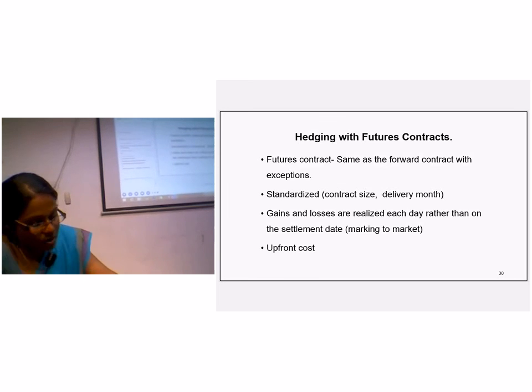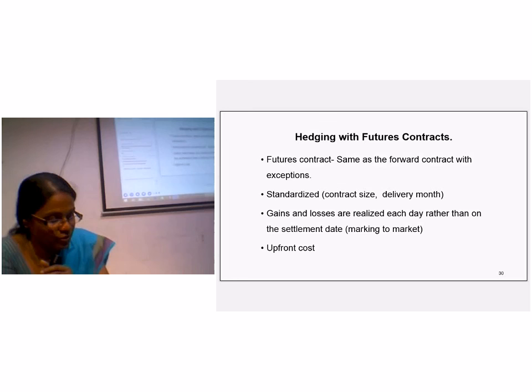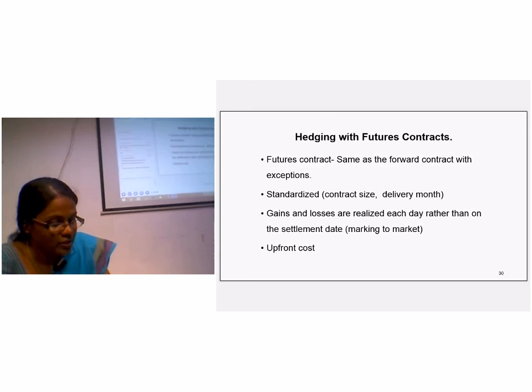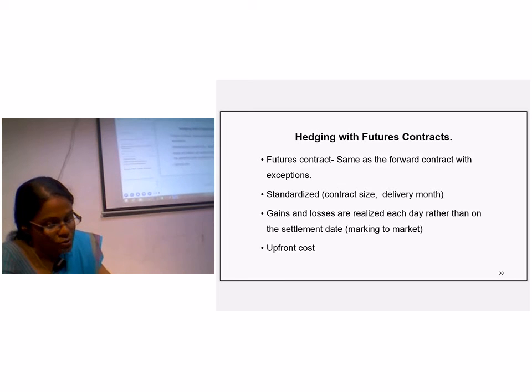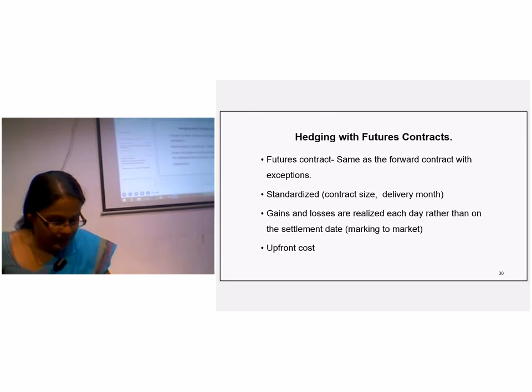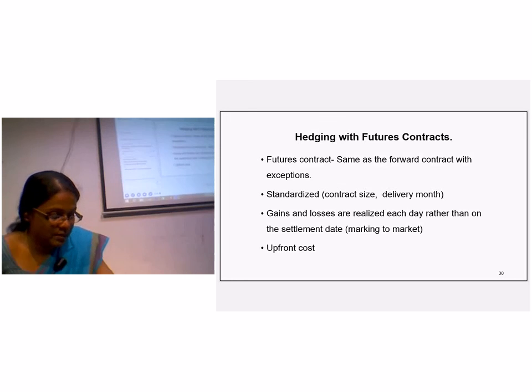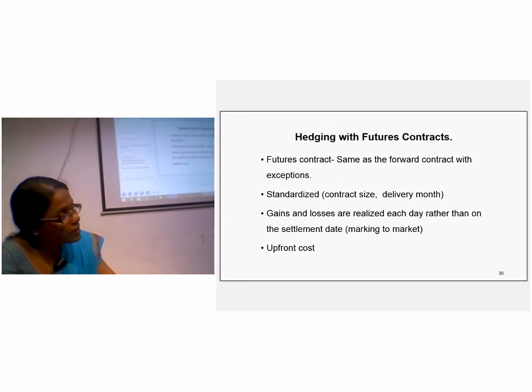Then an upfront cost: before entering into a futures contract, you need to pay a margin. We call it the initial margin. It is around 2% to 20% of the contract value. So you need to pay a margin to enter into the contract. So these are the differences, that means how forward contracts are different from futures.